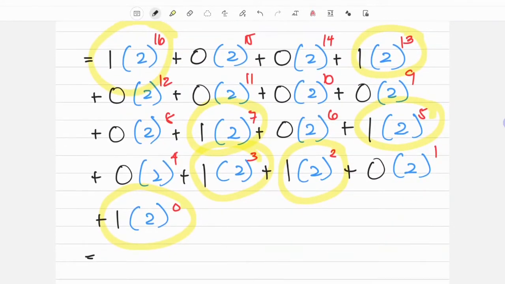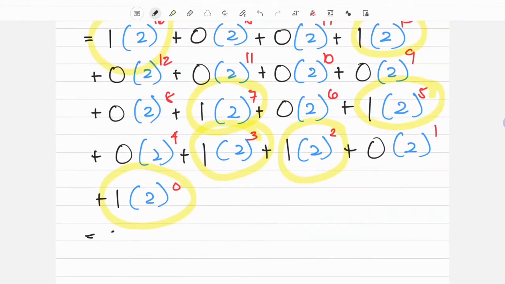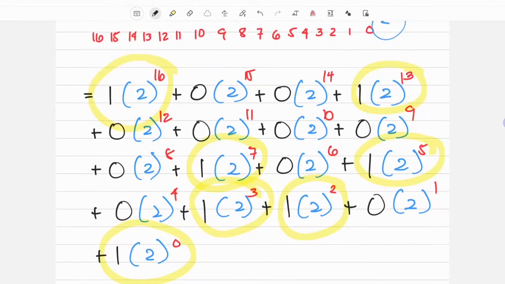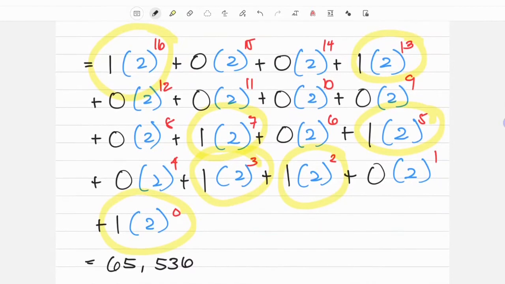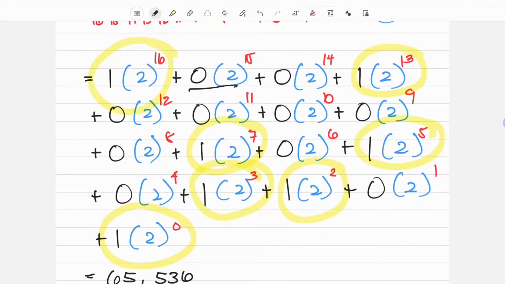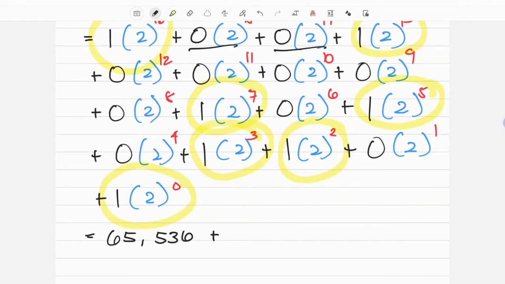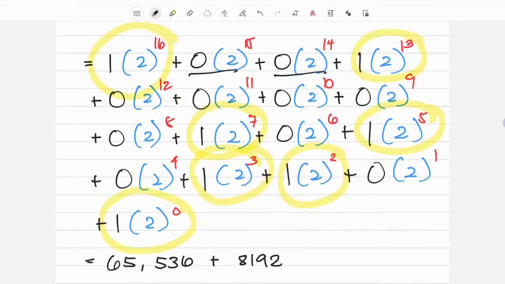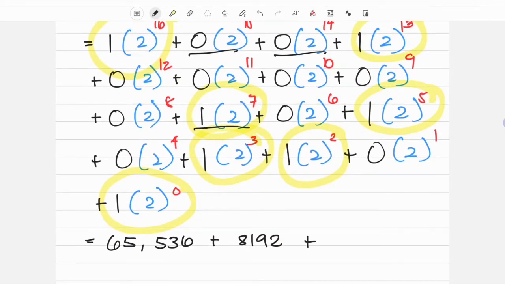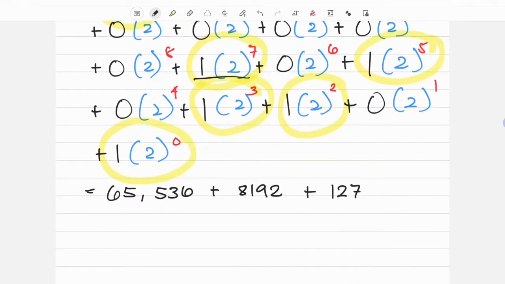So what is 2 to the power of 16? Basically, that is 65,536. So mao na yung answer sa 1 times 2 to the power of 16. Sunod, since 0 man ni and 0 man ni and 0 ang rest nga na zeros. So dirita sa 1 times 2 to the power of 13. What is 1 times 2 to the power of 13? That is 8192. Sunod, plus 1 times 2 to the power of 7, that is 127. Next is 1 times 2 to the power of 5.